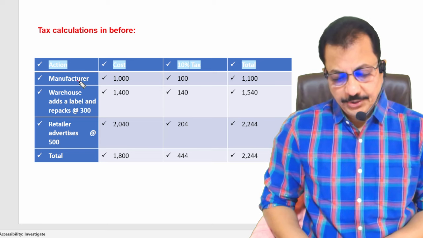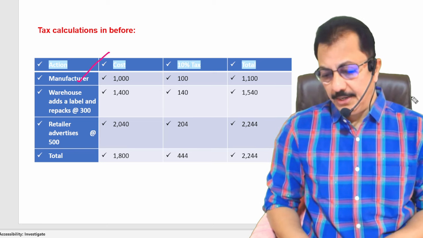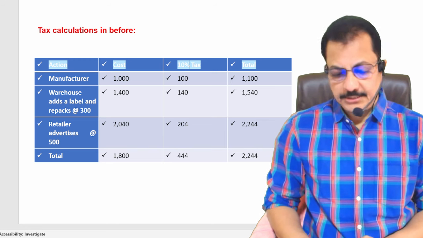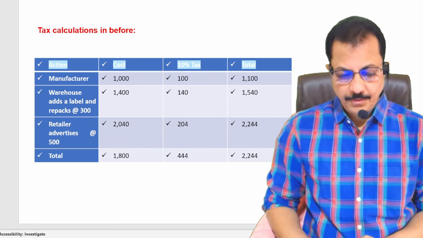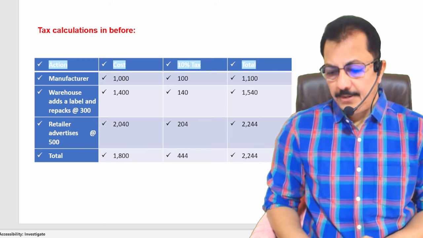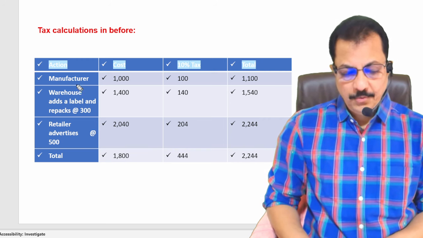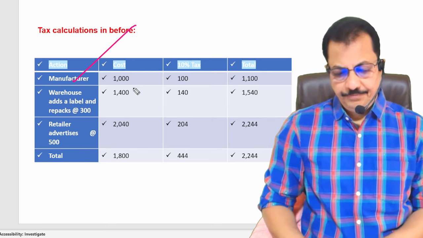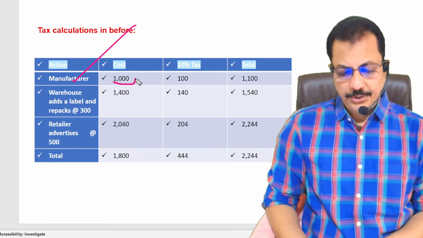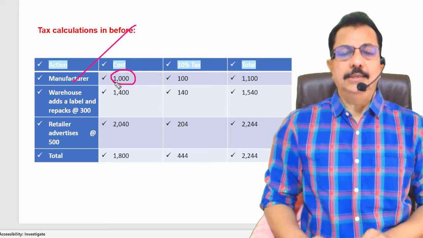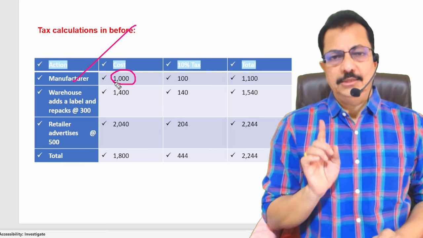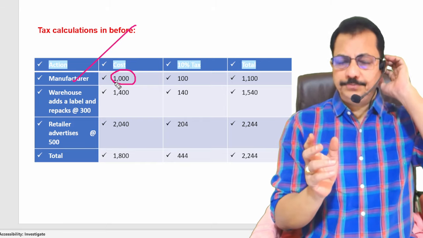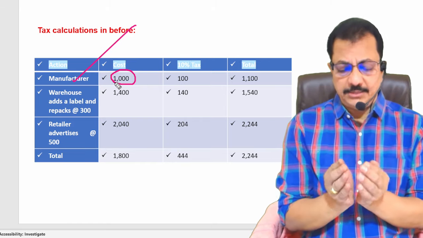A manufacturer, please understand this very clearly and closely. Yes, right? So we have the manufacturer. The manufacturer got the raw material and produced a product, and that product is costing 1000 rupees. For your understanding, we have taken a small amount. 1000 rupees is the cost of the product.